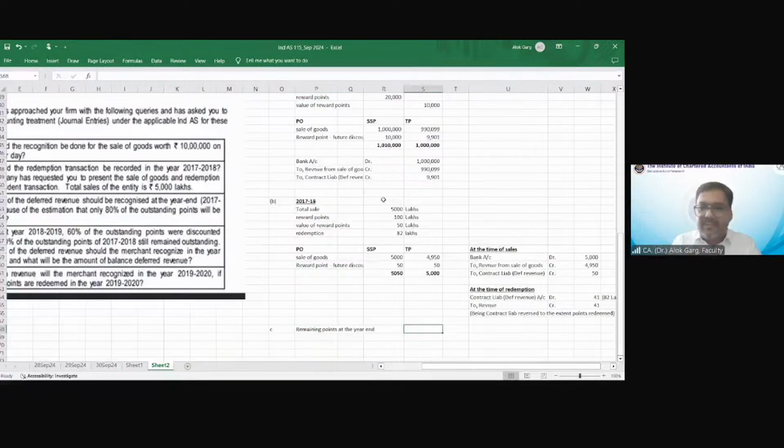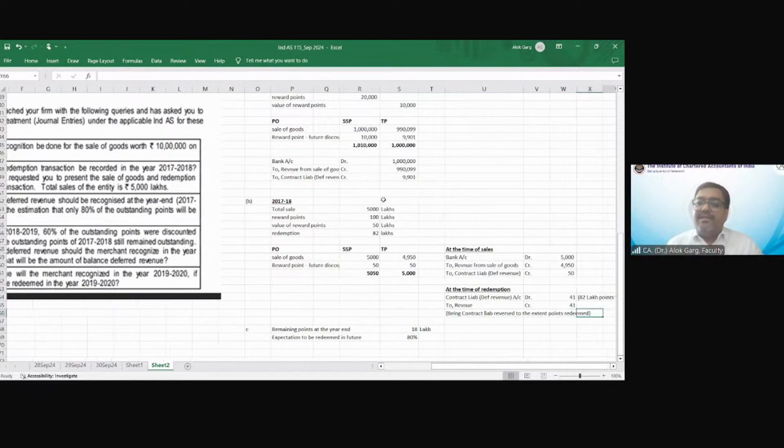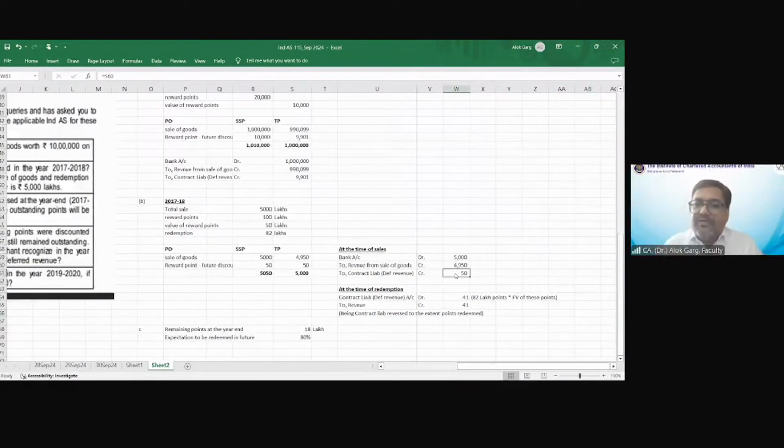How many points are left? 18 lakh. Correct? Remaining points are 18 lakh. And what is the expectation to be redeemed in future? 80%. So friends, out of this 50 lakh rupees of contract liability, we have the actual point redemption of 82 lakhs, which we have already recognized. Now we have the remaining contract liability of 9 lakh rupees.